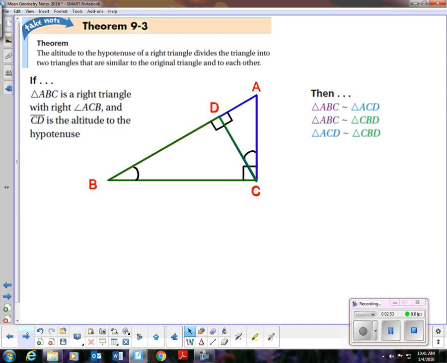All right, so it says here, Theorem 9-3, make sure you highlight that theorem. The altitude to the hypotenuse of a right triangle divides the right triangle into two triangles that are similar to the original triangle and to each other. So if we have right triangle ABC, and we put that altitude in here, we end up with a bunch of triangles. I put some congruence marks in here just so you could see the marks that we have.